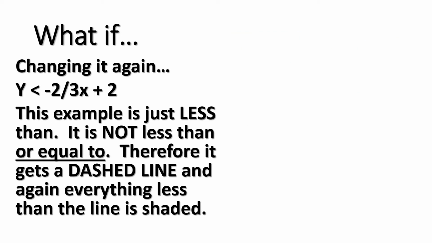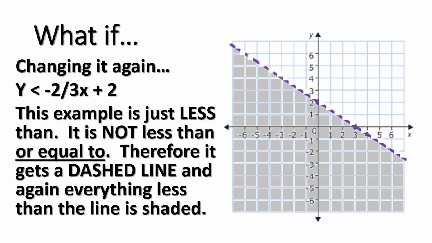What if, changing it again, we have y is less than negative 2/3 x plus 2. This example is just less than. It is not less than or equal to. Therefore, it gets a dashed line, and again, everything less than the line is shaded. We had a less than, not a less than or equal to, so it was a dashed line for this inequality. And again, we shaded everything less than the line.